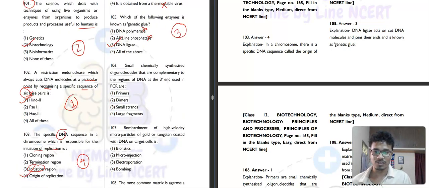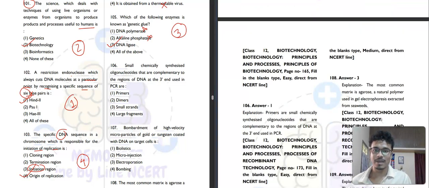Next, moving to the next question, that is question number 106. Small chemically synthesized oligonucleotides that are complementary to the regions of DNA at the 3' end, used in PCR, are primer, dimer, small strands or large fragments. So these are basically primers. The first option will be your correct answer. The primers are small chemically synthesized oligonucleotides that are complementary to the regions of DNA.